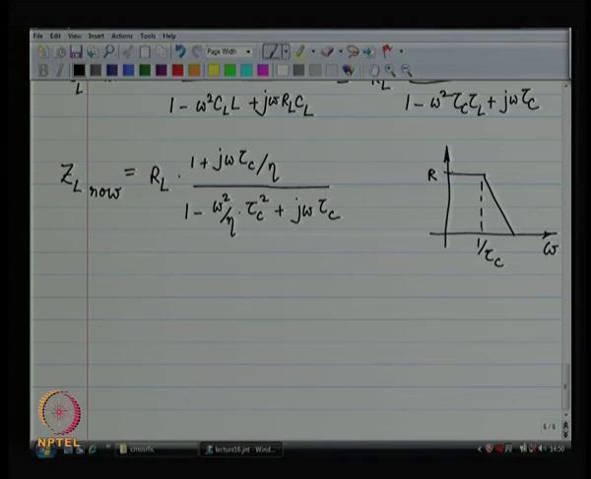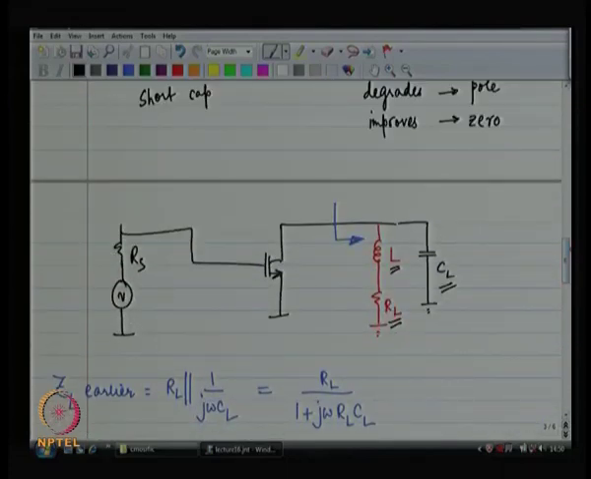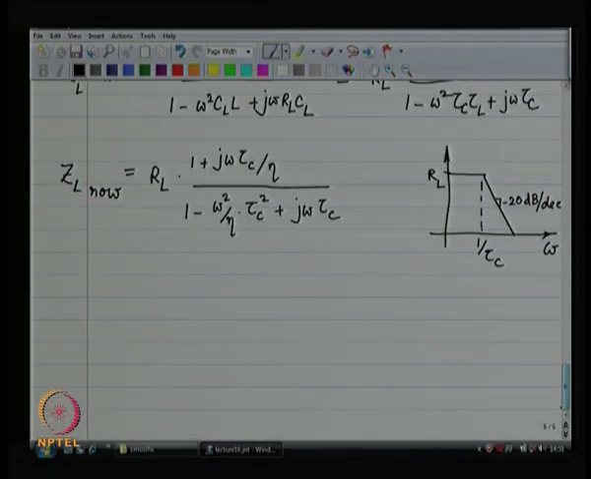So, at DC the value was equal to R L, and then at the frequency of 1 by tau C, it starts dropping at 20 dB per decade. Okay. And of course, the gain is GM times, or rather, I have forgotten the output impedance over here, does not really matter. The gain is GM times the output impedance in shunt with this load, right. So, that is also going to exhibit similar behavior. The net gain is also going to exhibit similar behavior, fine.